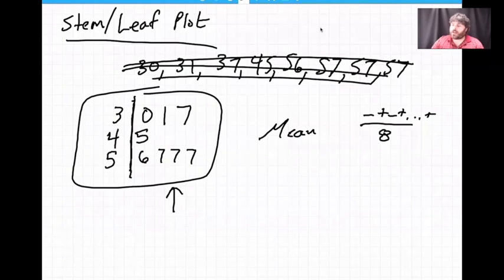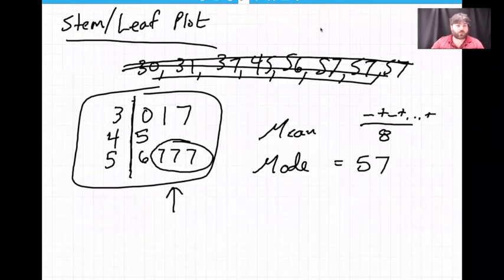Okay, the next thing would be the mode. Mode is actually really, really easy here. See how there's 3 7s? That means 57 is our mode. It occurred 3 times. There's no other number that occurs more than 3 times. So mode is pretty easy.